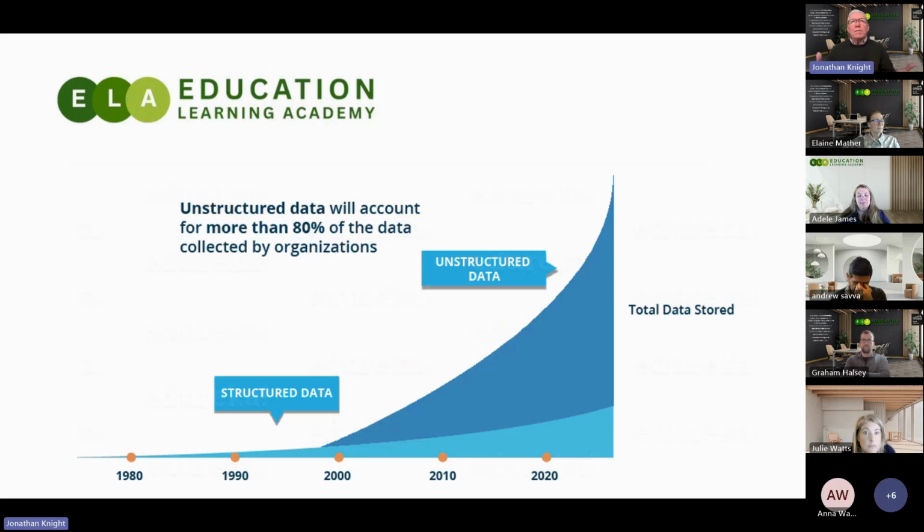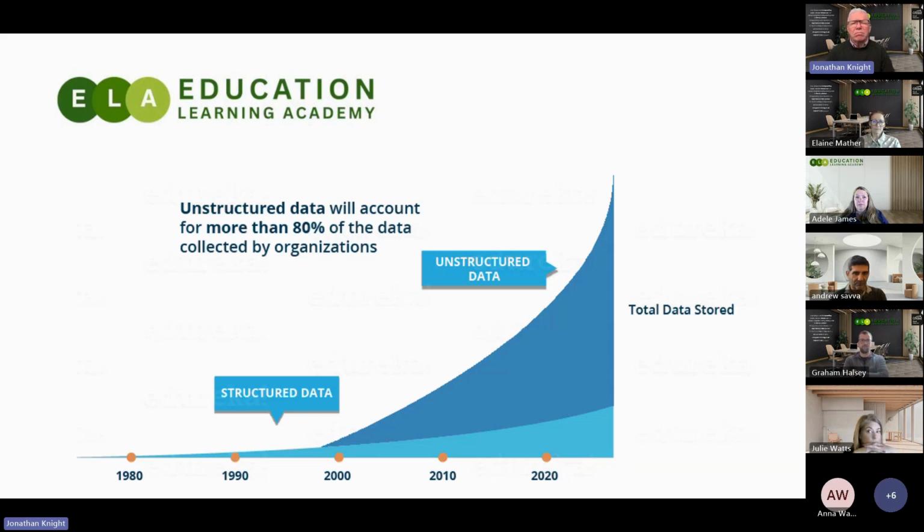Now, I was mentioning unstructured data. Unstructured data has been exponentially growing over recent years. This is up to about 2020. It says 80% of data that we use in the business is unstructured data.